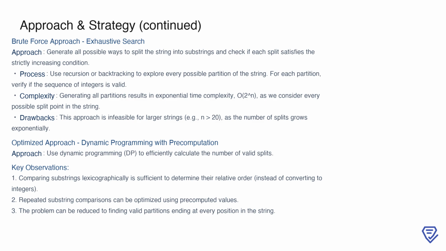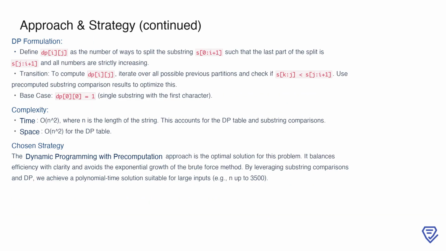To overcome these limitations, we can use a more efficient solution by leveraging dynamic programming with pre-computation. This optimized approach allows us to systematically compute valid splits while reducing redundant calculations. Key observations include recognizing that comparing substrings lexicographically is sufficient to determine their order, avoiding the need for integer conversions. Additionally, by pre-computing results for repeated substring comparisons, we can significantly speed up our solution. Ultimately, this reduces the problem to finding valid partitions ending at each position in the string. The dynamic programming approach can be formulated as follows.